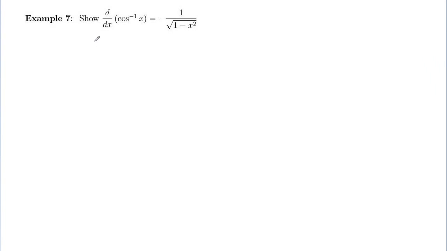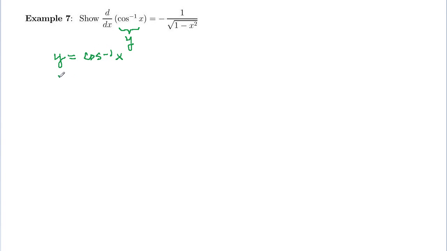So in example 7 here, we're actually going to prove one of the derivative formulas for inverse trig functions, for inverse cosine. So this one is negative of 1 over root 1 minus x squared. And we're going to label inverse cosine as y, that's our function. So y is equal to inverse cosine of x. Or remember the other way we read that, y is the angle whose cosine is x.